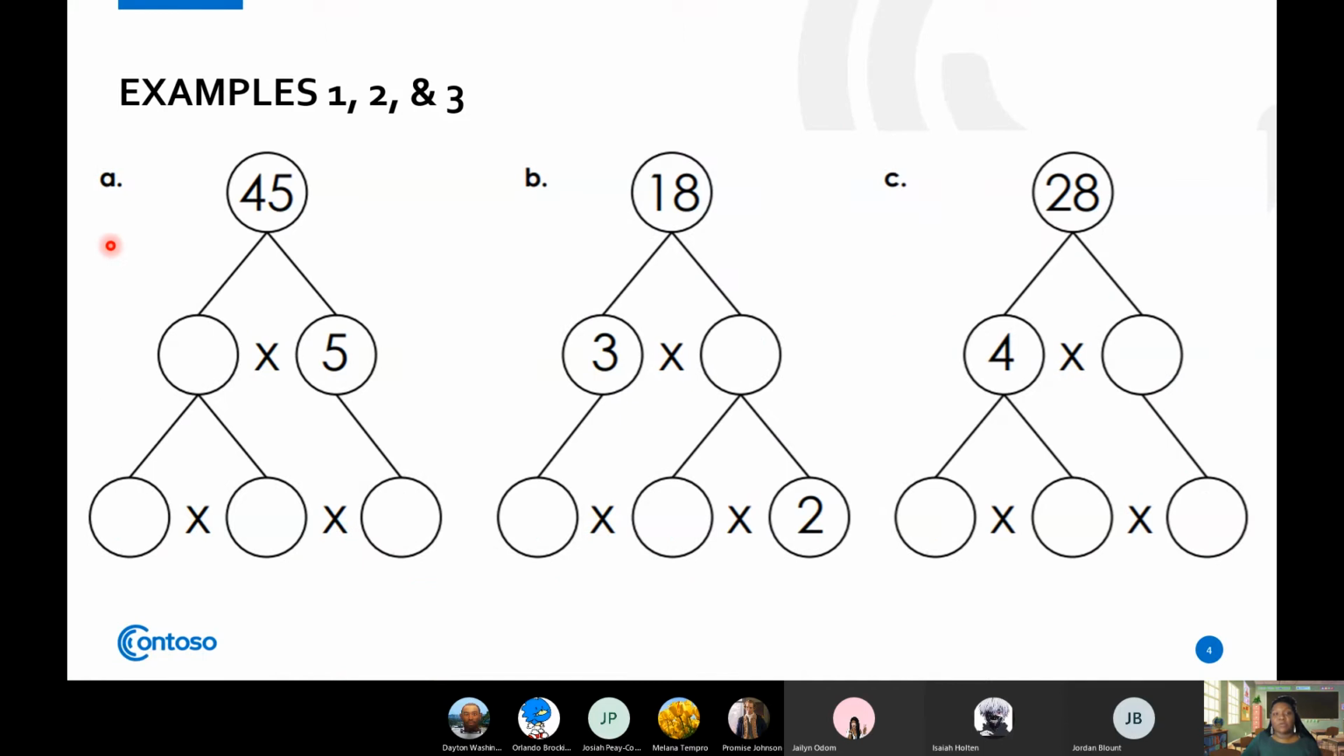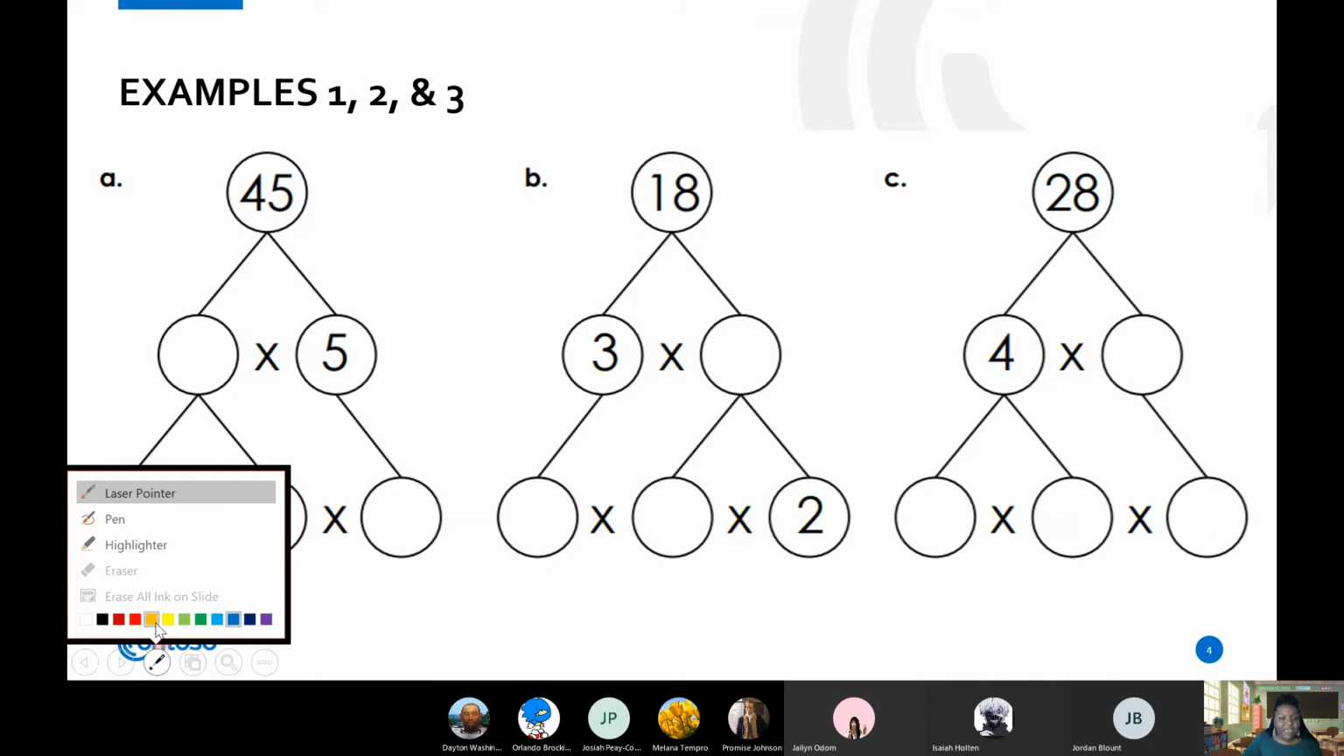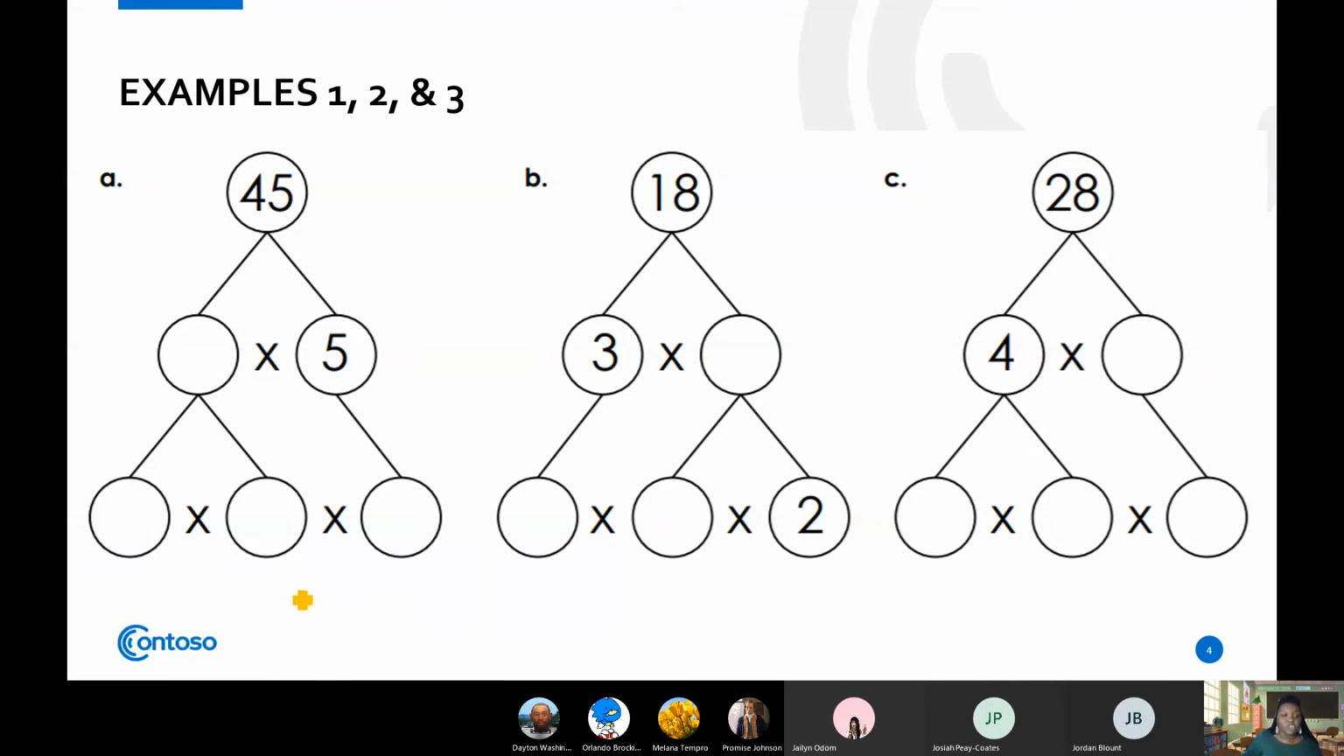So let's look at examples 1, 2, and 3. Ms. Neville's helping you out a little bit here. And this time I'm going to use my orange. And is 45 a multiple? Yes or no? Turn on your mic. Yes. 45 is our multiple. Another question, turn on your mic. Is 45 prime or composite? Composite. It has more than 2 factors.